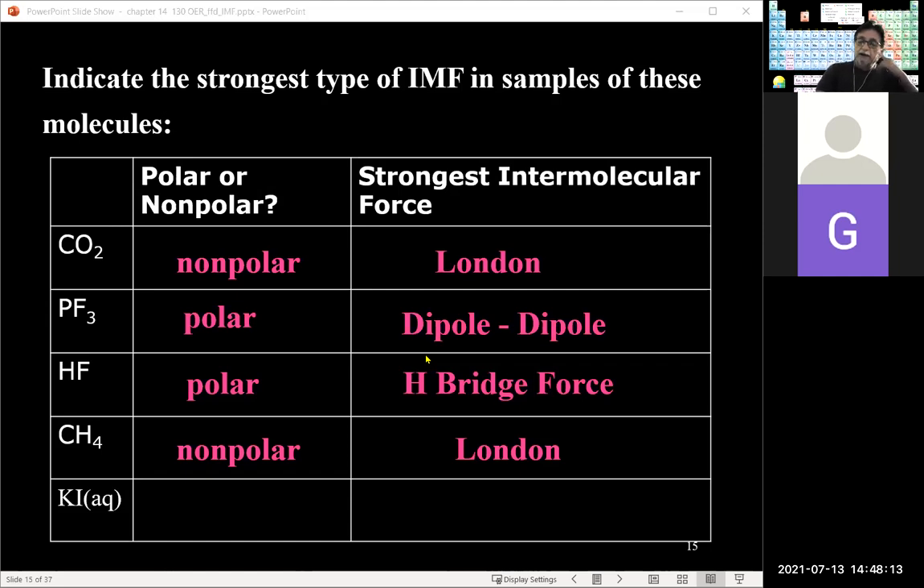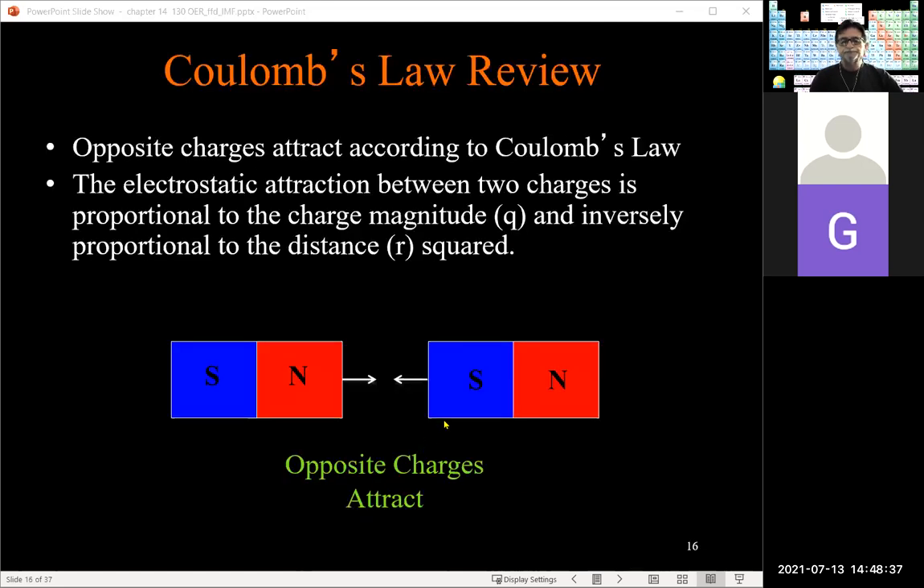And then KI, and we've got its state as aqueous, right? So we have automatically an ionic compound in an aqueous solution. That has nothing to do with the three forces we've been dealing with. It's simply its own little force, if you will. It's an ionic compound in polar water, so it's simply an ion-dipole force.